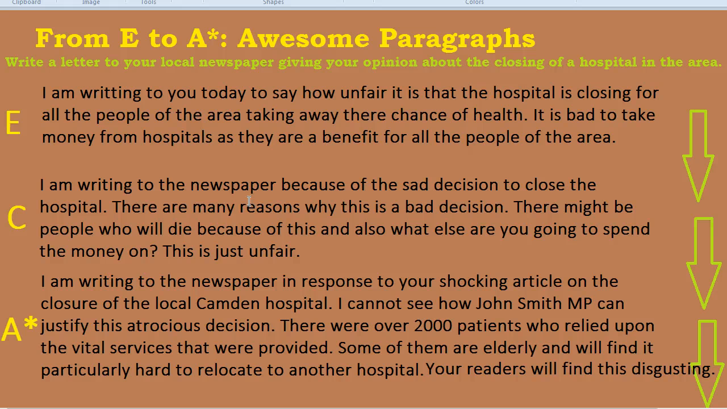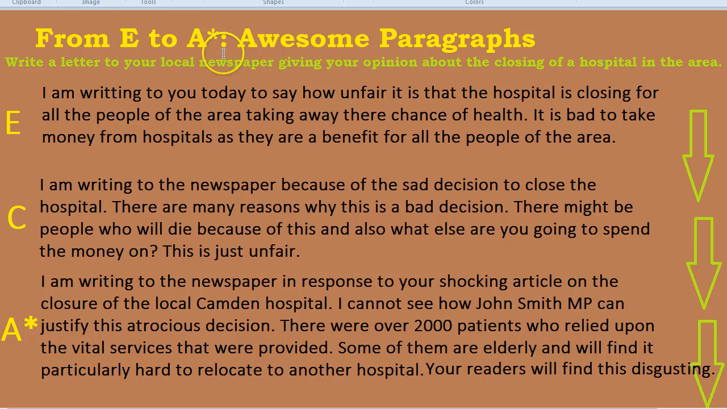Some houses are not only tidy and clean, but they're also full of interesting stuff, unique to that individual. And that's what an A-star grade paragraph looks like. Let's see how we can get there. All of these paragraphs are written as a letter to your local newspaper, giving your opinion about the closing of a hospital in the area. This would be in the English language writing section.